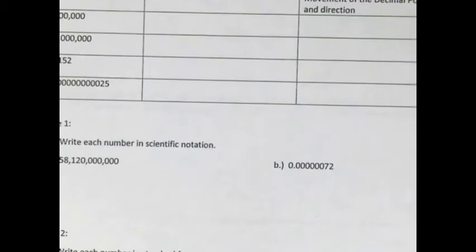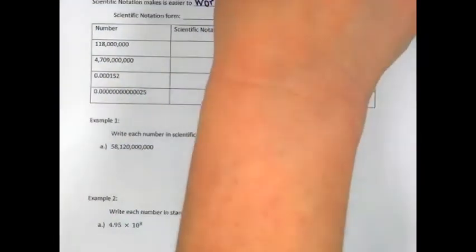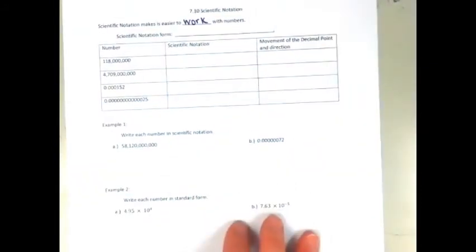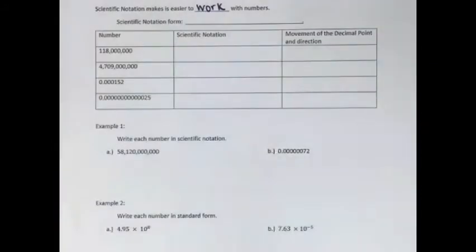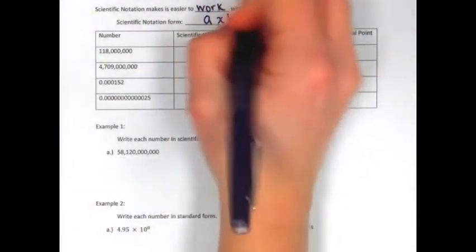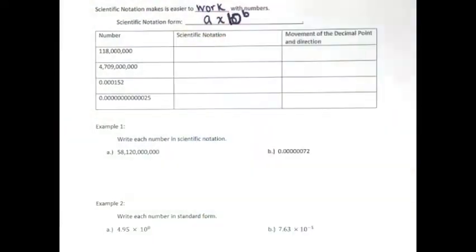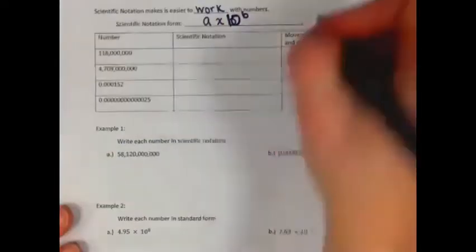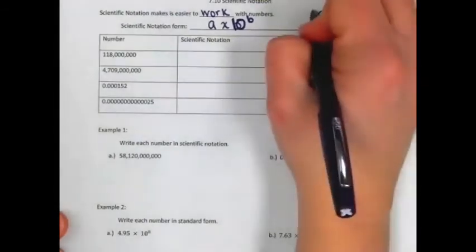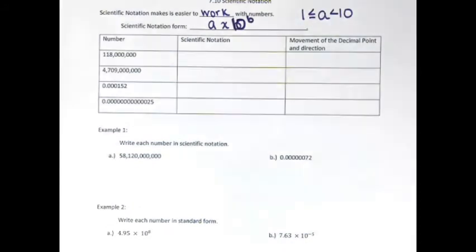All right. Scientific notation is a way that we can work with numbers, an easier way to work with numbers. Okay, and you guys can't see that. Let me zoom that back up. Thanks, Andrew. All right. Scientific notation is in the form of A times 10 to the B power, where A is a number between 1 and 10. Now, it can equal 1, but cannot equal 10.